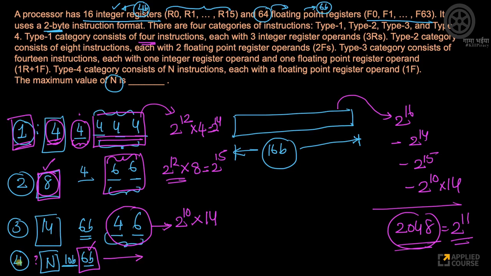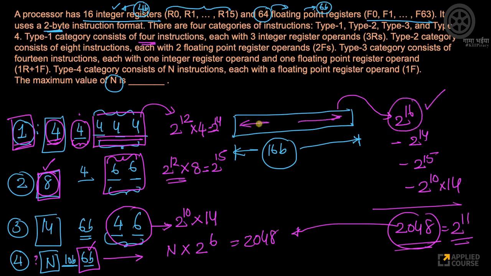So how many encodings will correspond to type 4? N into 2 power 6. This is what will correspond to, and this is equal to your 2048. Maximum. N into 2 power 6, the maximum value of this is equal to 2048, because in such an instance, the sum of all these encodings will become equal to 2 power 16. And 2 power 16 is the maximum number of encodings, or maximum number of 16-bit strings, that I can have.